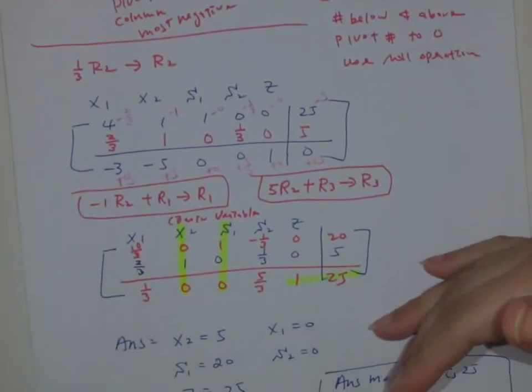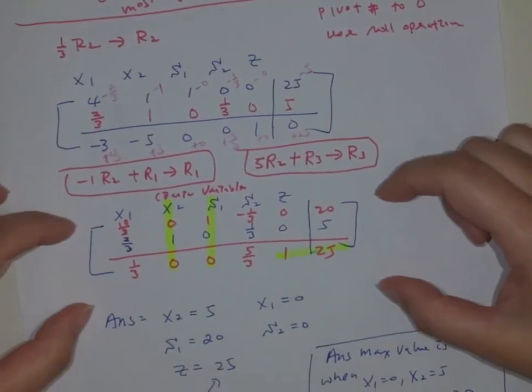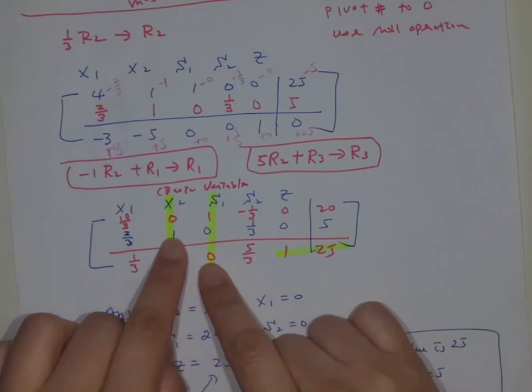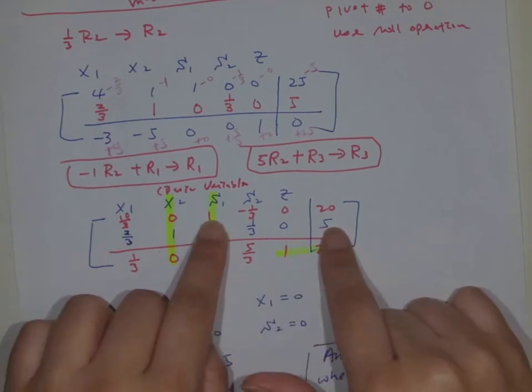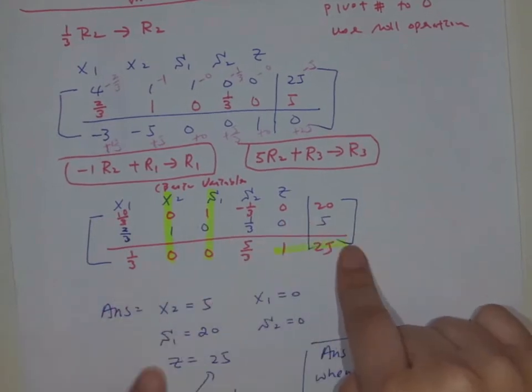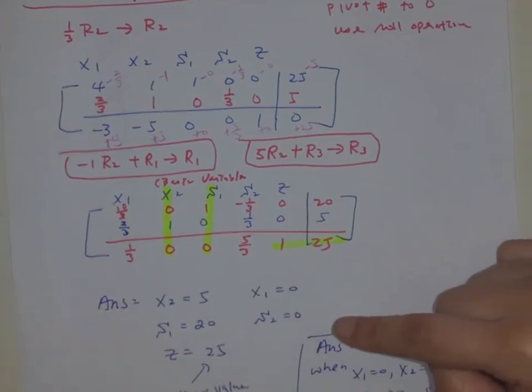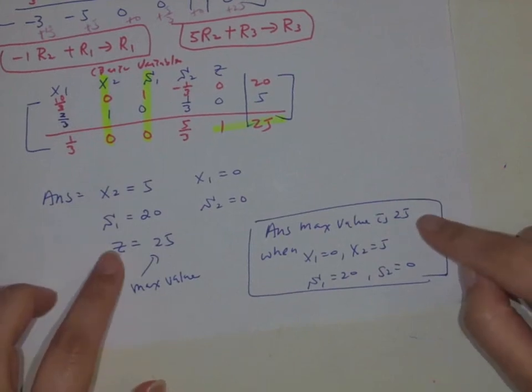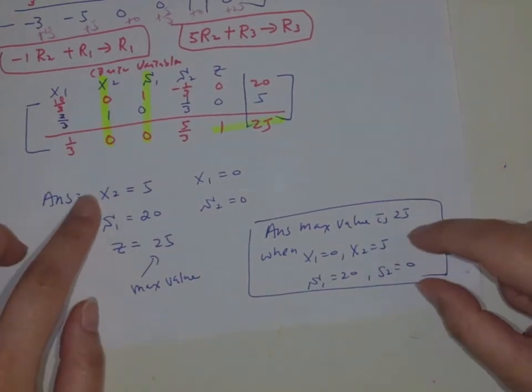So we go through the steps, and then we get our answer here. So again, the one that comes with 0 is actually your answer. x2 is 5, s1 is 20, and then my z value is here, right? So I list them there, and the rest of them would be 0. So the maximized value is 25 when this condition is met.